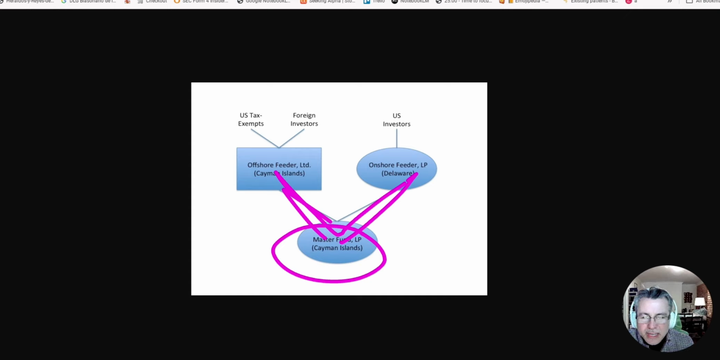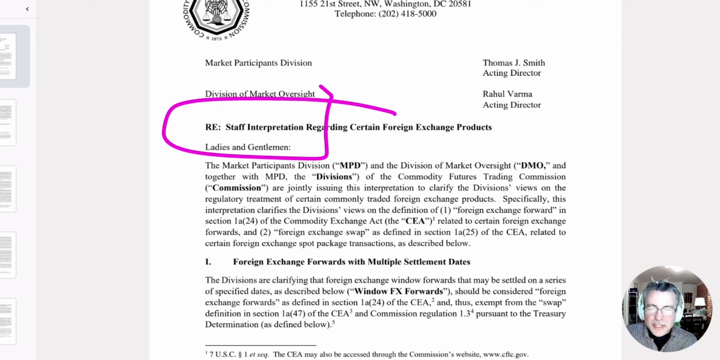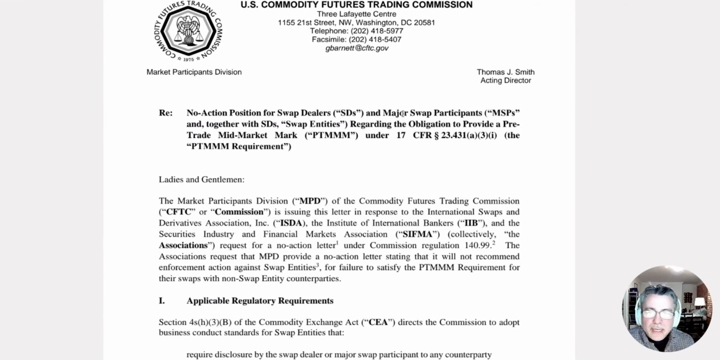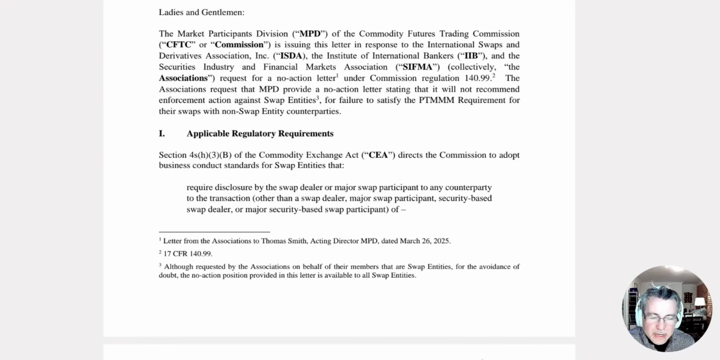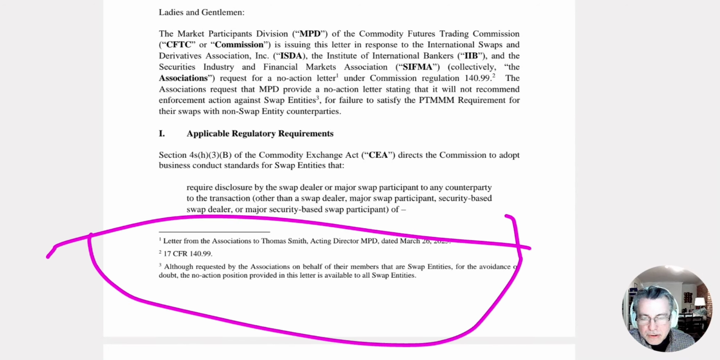And each of them would have to write in for their own relief because, as I said, you are not allowed to rely on somebody else's no action letter. But an interpretation applies to everyone. And this is one of the rare no action letters that you will see that applies to not only the people requesting it, but everyone.